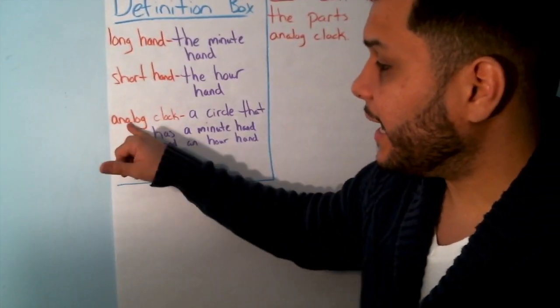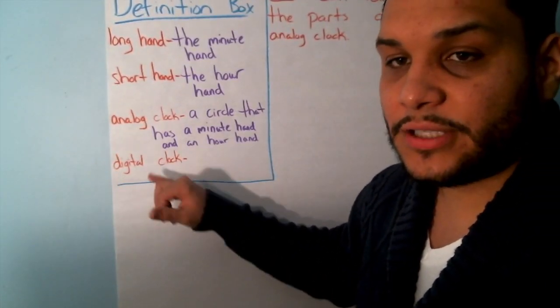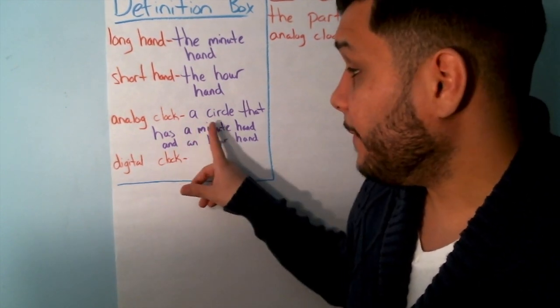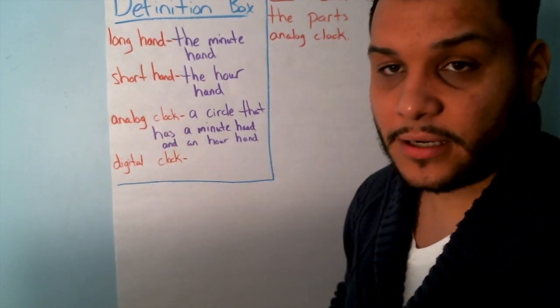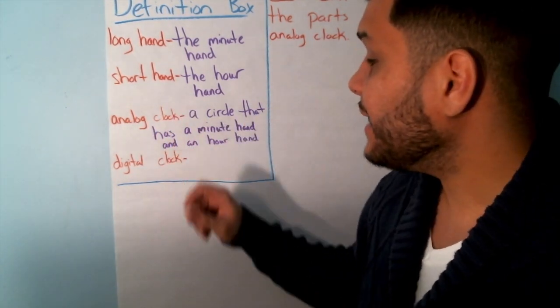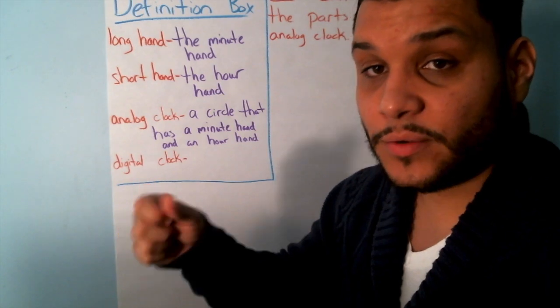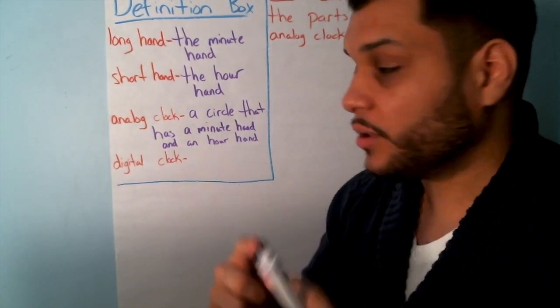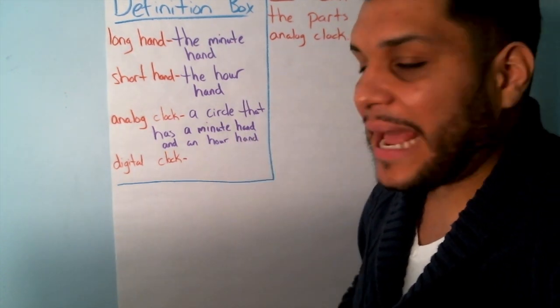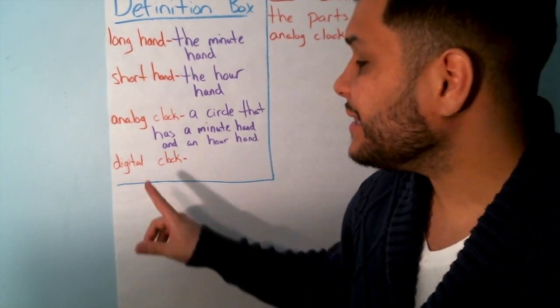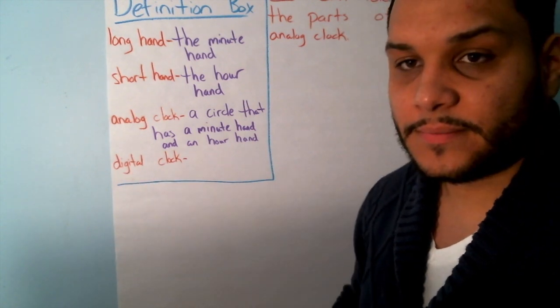So we have our analog clock left and our digital clock left. Mr. Nieves jumped ahead a little bit and input the information for our analog clock. So an analog clock is a circle that has a minute hand, which is the long one, and an hour hand, which is the short one. That's what an analog clock is. Now I'm going to challenge you. What do you think a digital clock is?